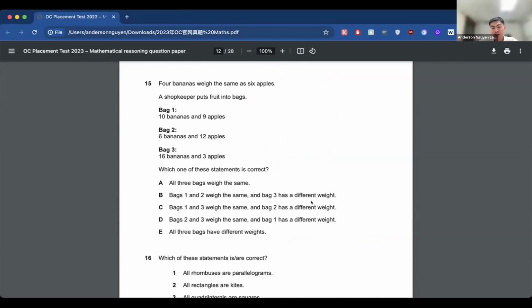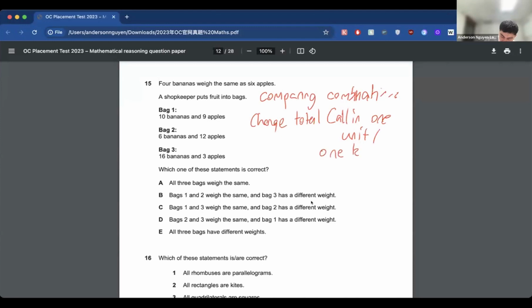Now, for this question here, there's combinations. And whenever you're comparing combinations, I like to change the total so that it's all in one unit or one kind of units. So here's, for example, all worth apples, or all worth bananas, right? Now, if you want to do that, you need to see how they relate to each other. How do bananas relate to apples, all right?